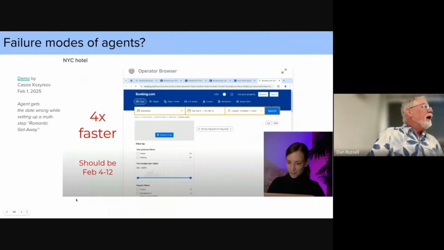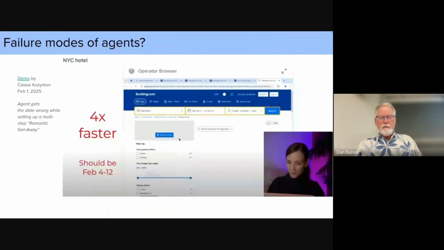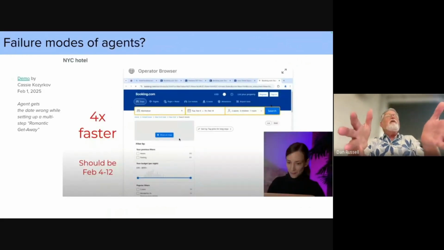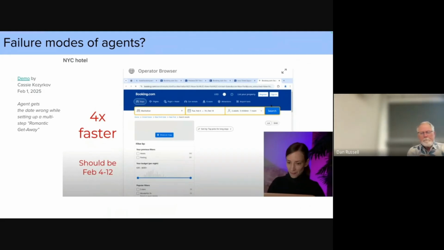So, interesting problem. Oh, I thought I had a video here. Maybe not. Shoot. I will tell you about the video. You can go watch it at the link. This is Cassie, who used to be at Google, and she's using an agent, the Operator agent we saw earlier from OpenAI, and she's testing it out.